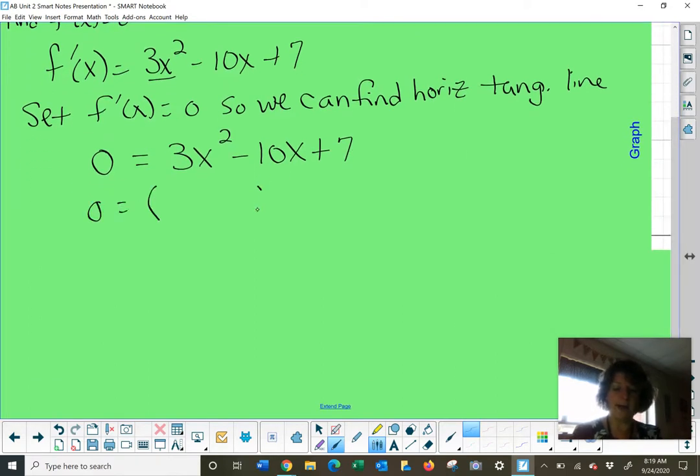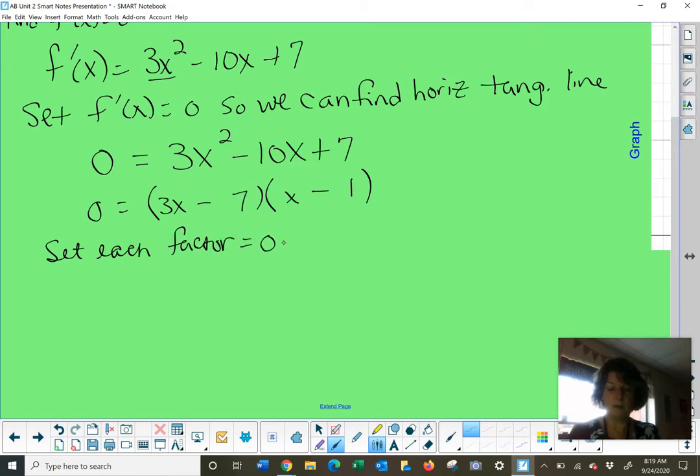Solve this by factoring, and this is factorable. We got nice prime numbers to work with. Couldn't be any sweeter. So 3 is only 3 times 1. 7, the only choice is 7 times 1. Get them in the proper spots. Minus minus is the key here. Now set each factor equal to 0. So I'm going to have 3x minus 7 equals 0. And I'm going to have x minus 1 equals 0.